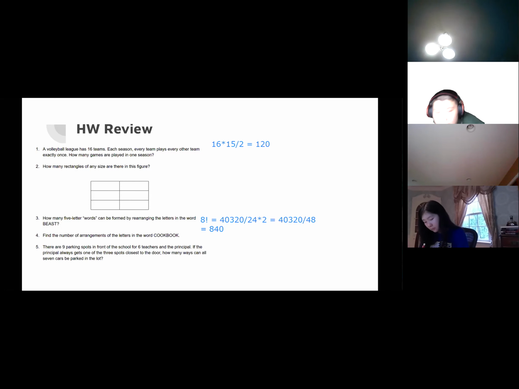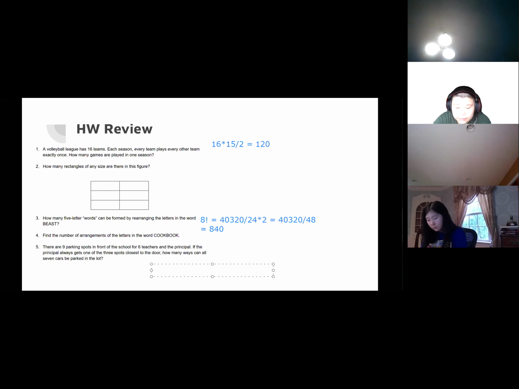And for number five, which people struggled with a little bit more, you just have to think about how many choices you have for each spot. This is a lot more reliable than permutation because permutation is essentially just doing that, and it's better to know the concept and not just know blind formulas.